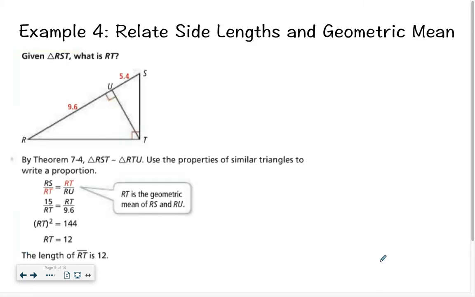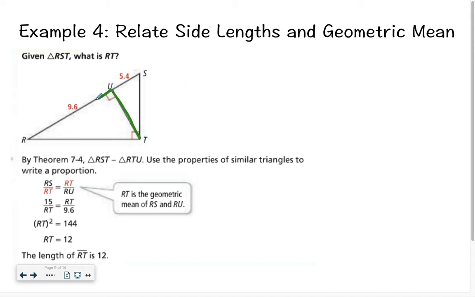All right, so example 4, relate side lengths and geometric mean. We are given triangle RST, so that's our big triangle, and we want to find RT. This is a little different because previously we were finding UT only, the altitude. But we can still set up that proportion. Using theorem 7.4 from earlier in this video, we can say that the big triangle RST is similar to triangle RTU.